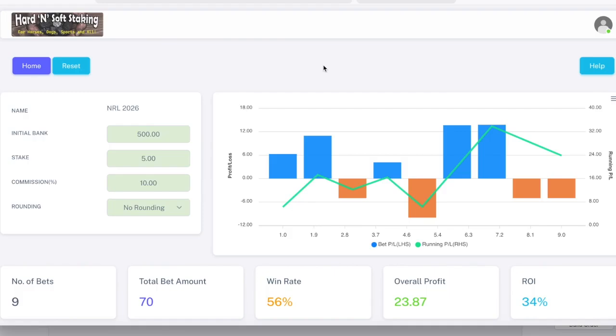Now, the NRL, at the moment, I've been doing $5 base stake here. Now, Betfair's commission on the NRL is a bit higher than some other things, 10%, simply because the NRL does charge them a little bit more to be able to bet on their competition. The AFL is a lower commission rate. At the moment, so far, sitting at 56% strike rate, and there's been $23 profit. You can see it's had a bit of a cycle of wins and losses, but overall it's doing all right.